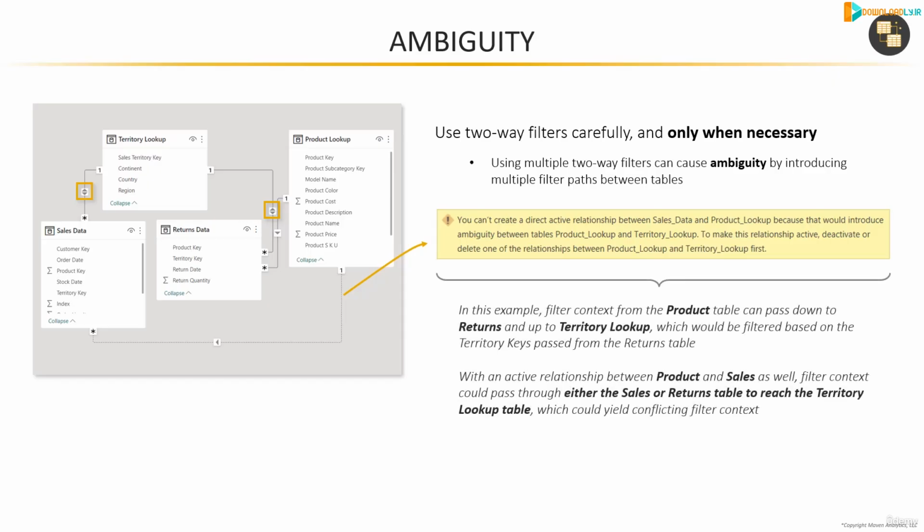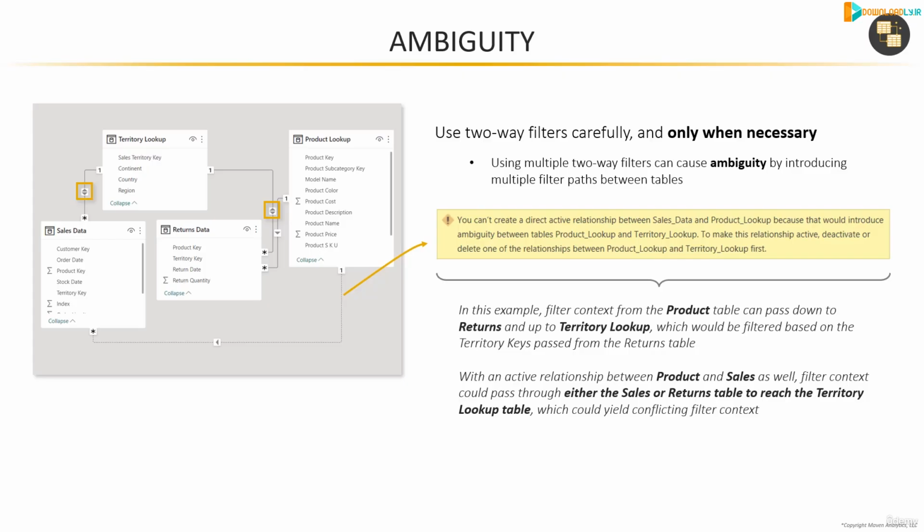that if we had both of these relationships active, we could pass filter context from the product lookup table through the returns table up to the territory lookup through that two-way filter, and we could also pass filter context from product lookup down through the sales table and back up to the territory lookup that way, because we have a bidirectional filter there as well. And the problem is that this could potentially create two different conflicting sets of filter context, both passing to the territory lookup table simultaneously. So let me try to give you an example here that's a bit more tangible, right?